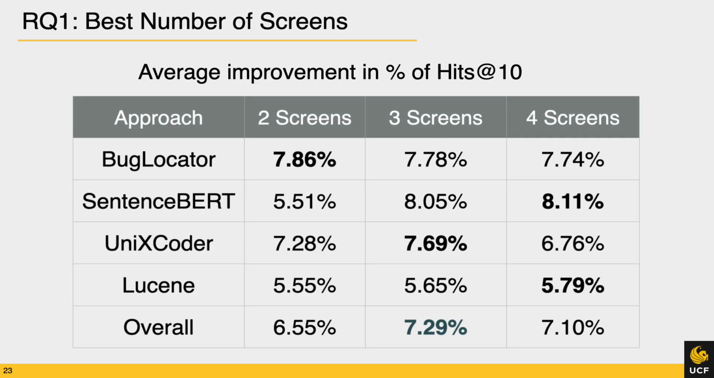As the first research question, we wanted to know the number of screens that give the best performance. We find that using GUI information from the buggy screen and two preceding screens provides the highest overall increase in effectiveness. For three screens, the average Hit@10 improvement is 7.29%.